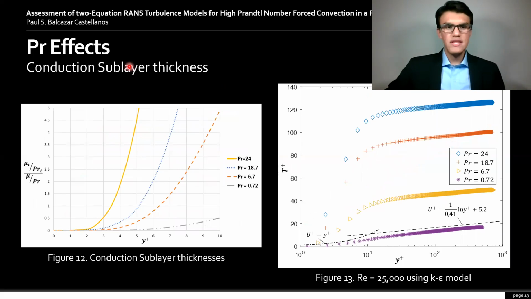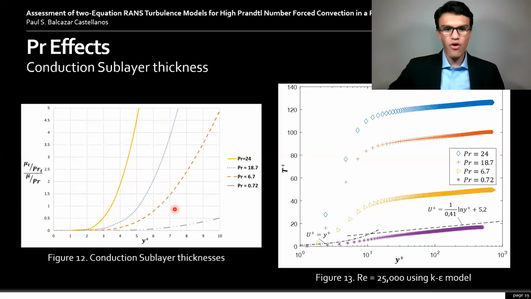One of the more interesting effects of the Prandtl number is the conduction sublayer thickness, and this is very relevant for this study. We look at this parameter, which is the turbulent viscosity over the turbulent Prandtl number divided by the molecular viscosity over the molecular Prandtl number. When this parameter is less than 1, it effectively defines a region where conduction is dominant, or a conduction sublayer.